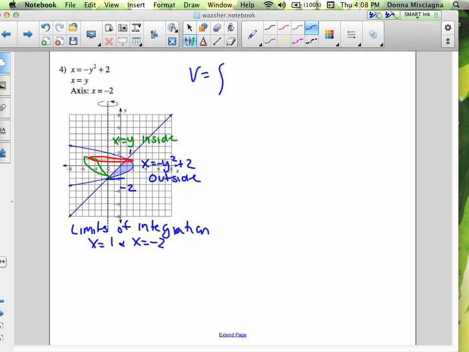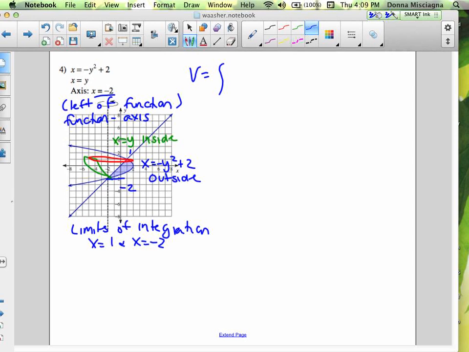Again, since we're revolving around x equals negative 2, remember we have to show that increase in distance, so we have to subtract it. Since it's to the left, it's going to be our function minus the axis. If it was to the right, it would be the axis minus our function. So this is to the left of the function, so it's function minus axis. If it were to the right, it'd be the opposite.